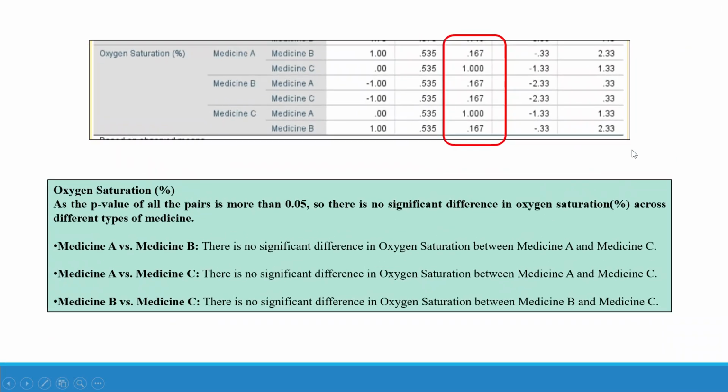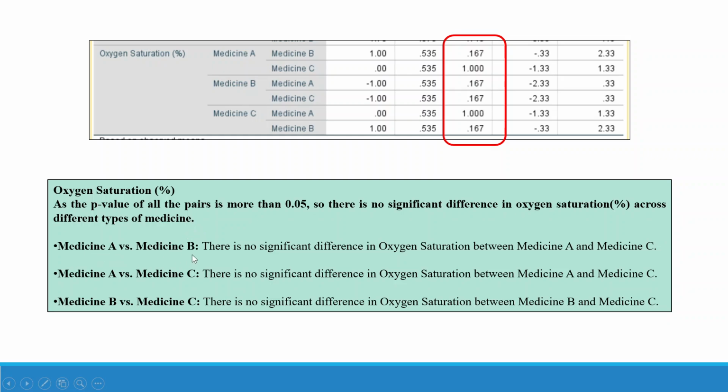Let's proceed further. Oxygen saturation. As the p-value of the pairs, A with B more than 0.05, A with C more than 0.05, B with C more than 0.05. So as the p-value of all the pairs is more than 0.05, there is no significant difference in oxygen saturation across different types of medicine.